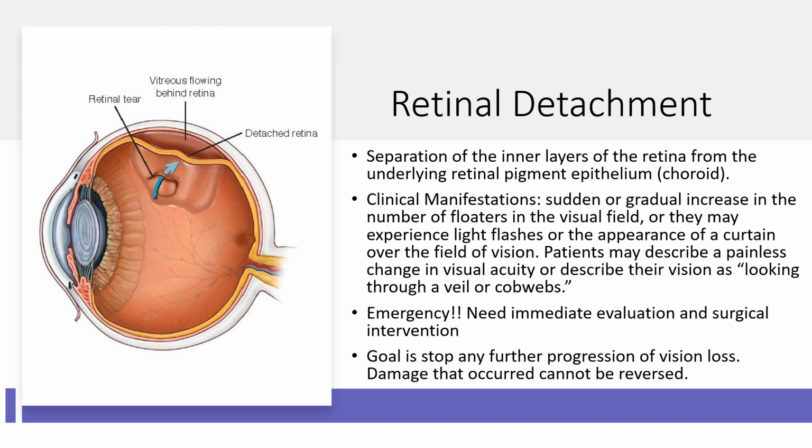Retinal detachment occurs when there is a separation of the inner layers of the retina from the underlying retinal pigment epithelium, also known as a choroid.